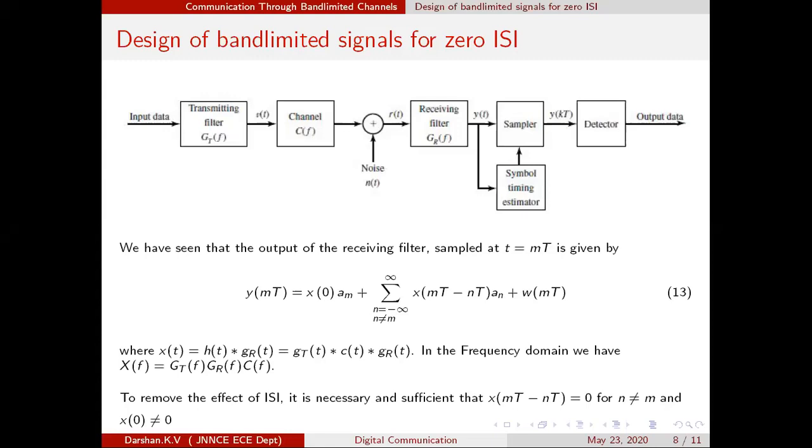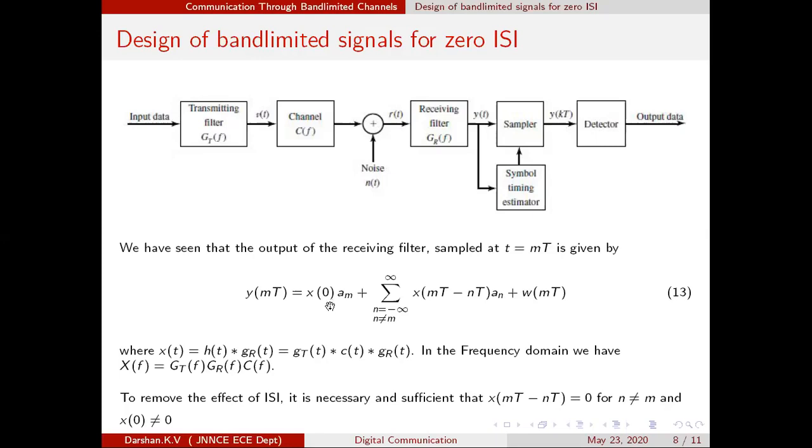Now the question is whether all sample values of x of t should be made 0. No, that is not the case. So what should be made 0? X of mt minus nt sample, this needs to be 0. But carefully observe over here, n not equal to m means you are not making all sample values 0. Putting in simple words, just come to the first term x of 0. Then what is this x of 0? This is also a sample value of x of t. Which sample value? 0th sample value.